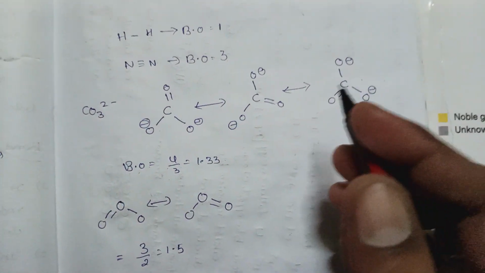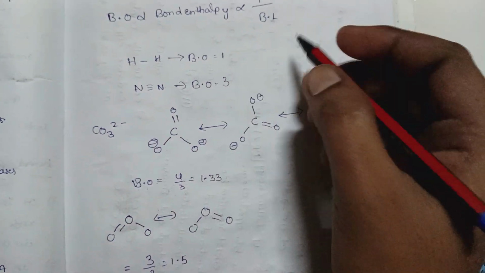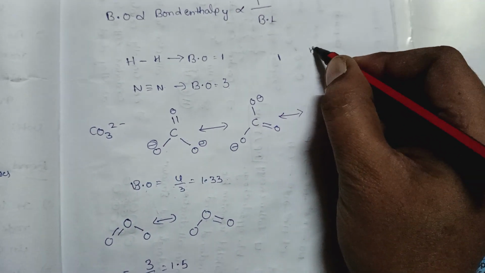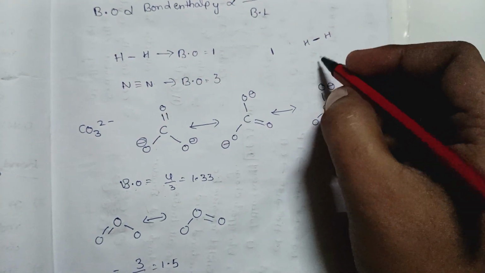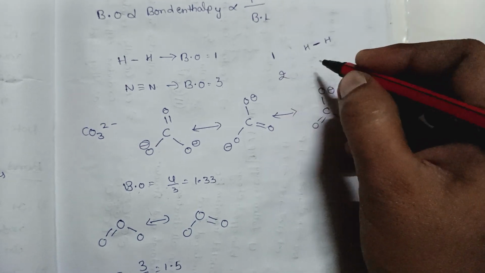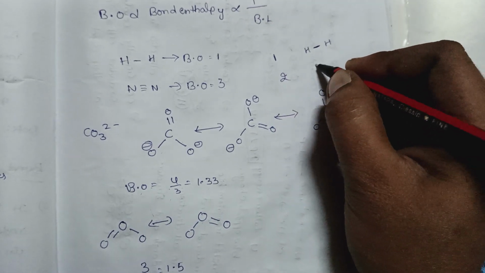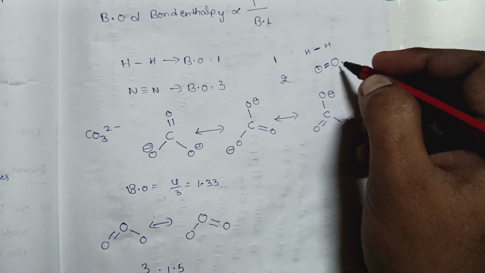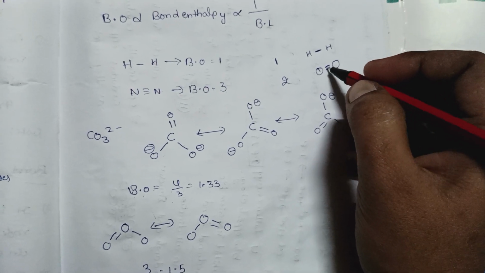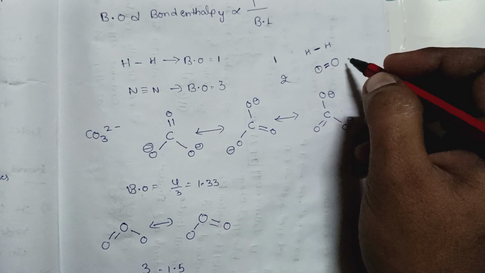Here, when the bond order is 1, the bond between two atoms is a single bond. Whenever the bond order is 2, between the two atoms a double bond is present.